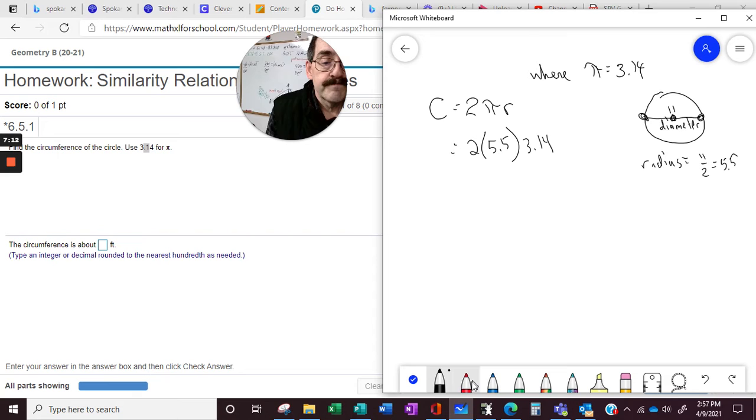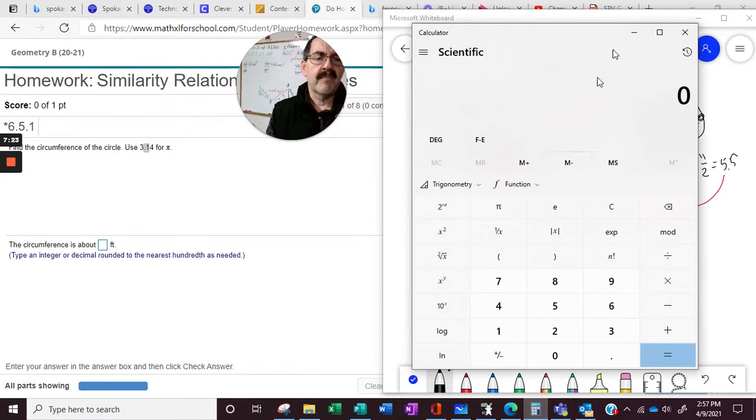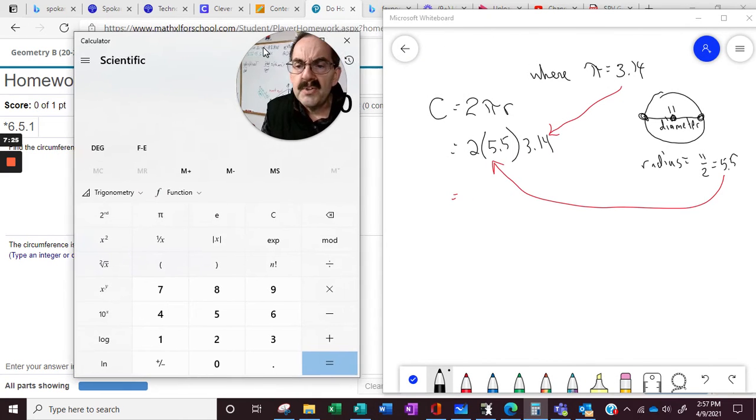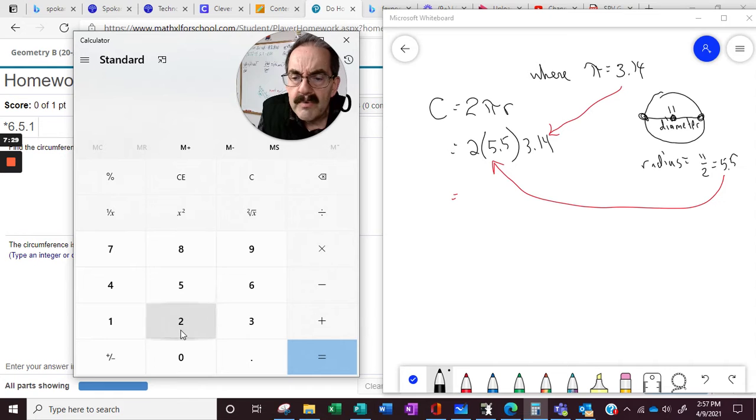Okay, so substitute, replace, solve. Let's see, some of you don't have the fancy calculator, so let's do this one. Just going to go to a standard calculator, and we're going to go 2 times 5.5 times pi 3.14.